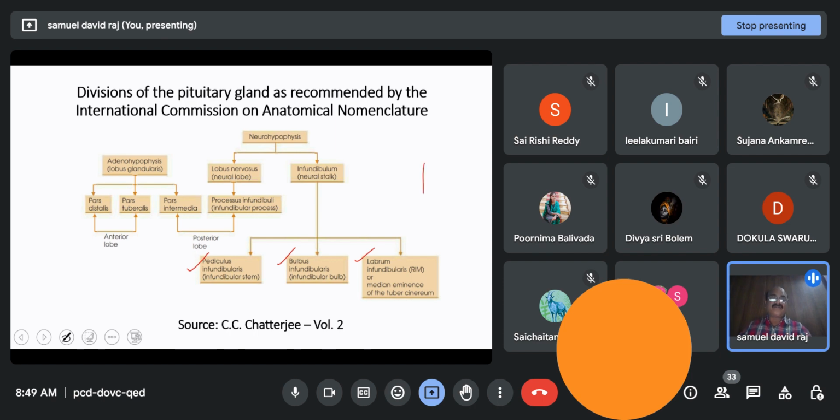Pedicellus means stalk-like structure. Bulbus infundibularis means bulb-like structure. And the third one is said to be median eminence, which is in contact with the hypothalamus. So these three form the infundibular structure, which is also called the neural stalk or pituitary stalk, to which the actual pituitary body comprising adenohypophysis and neurohypophysis are attached.